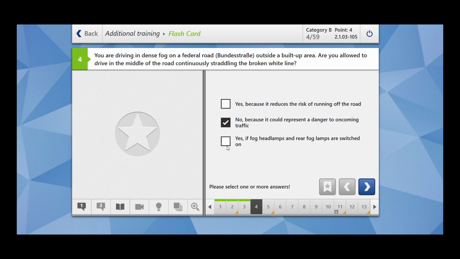This is correct. Yes, if fog headlamps and rear fog lamps are switched on? This is also incorrect. You should not drive in the center of the road in any circumstances, because it could cause danger to the oncoming traffic. Let's check our answer. Our answer is correct.